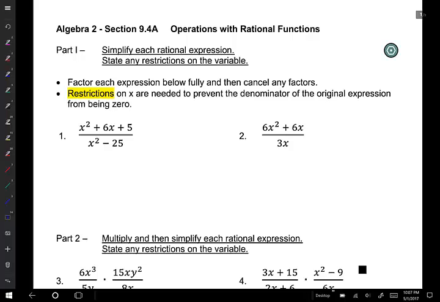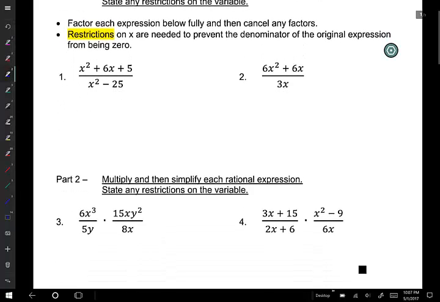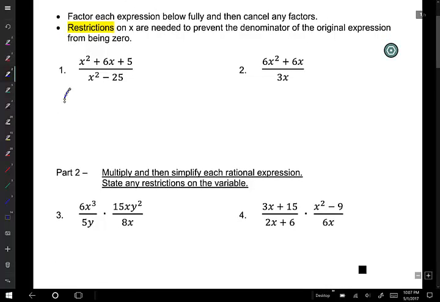So in many of our cases today, we're going to be looking to factor out a GCF, and then cancel those factors. So let's begin. Our first problem is x squared plus 6x plus 5. Very quickly, you can realize that this factors to x plus 5 and x plus 1. The denominator factors to x plus 5 and x minus 5, which is the difference of two squares.